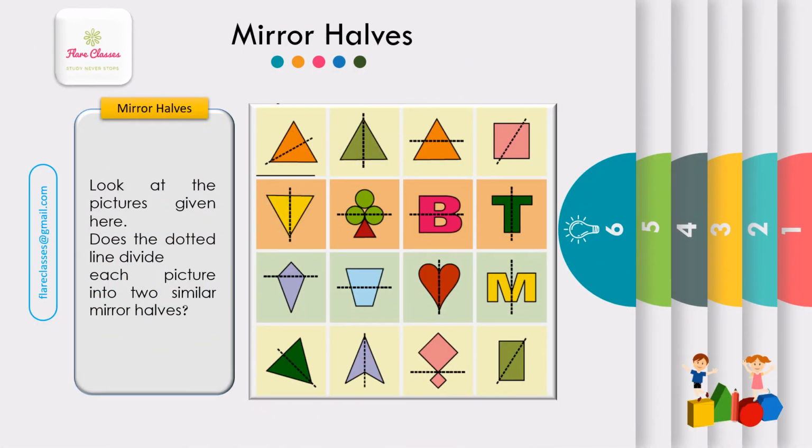Dear students, we will study the concept of mirror halves. What is mirror halves? If a dotted line can divide any item into two similar equal parts, then each of the parts is called a mirror half. In the case of this triangle, this dotted line is dividing the triangle into two similar parts. In the case of this triangle, this dotted line is dividing it into two equal parts, but here this line is not dividing this tree into two equal parts, so it cannot be called mirror halves.